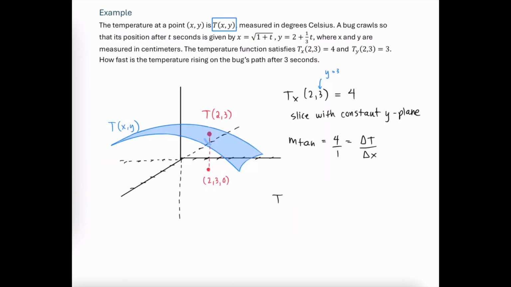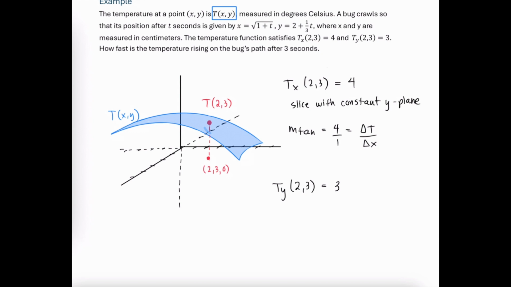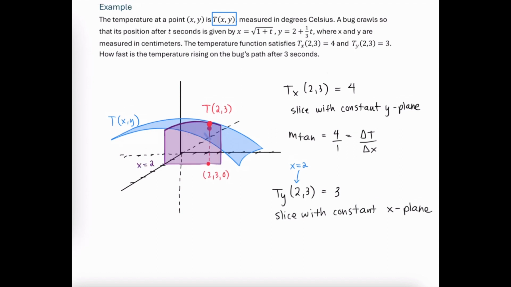Now similarly, if we were to look at the first partial of temperature with respect to y at this ordered pair 2, 3, we were given that this value is 3. What that means is, if we were to slice this surface with a constant x-plane, and specifically that would be the constant plane x equals 2 because of the position of our domain element. So here is our constant x equals 2 plane, slicing into the surface and giving us a line that is tangent to the intersection curve at this ordered triple.